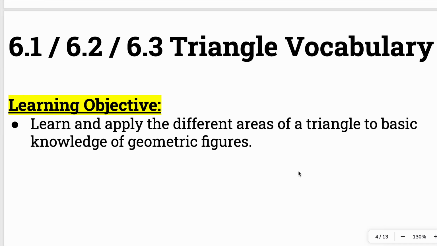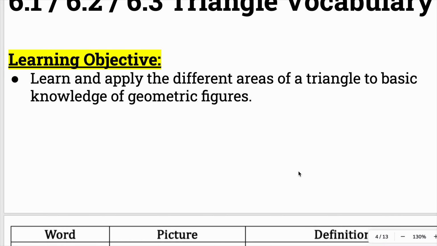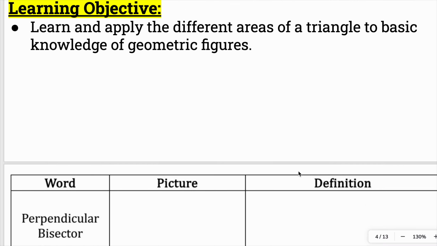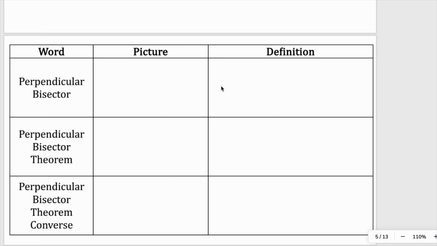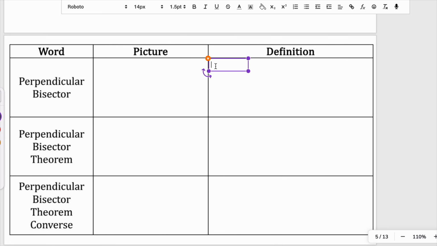Today we're going to be looking at lesson 6.1, 6.2, 6.3 kind of all combined. And we're going to be looking at a few different vocabulary terms that deal with triangles and be able to apply those in different areas of triangles to basic knowledge of geometric figures. So let's go ahead and get started here. First, we're going to just type out a few of these definitions and then I'll add some pictures in afterwards.